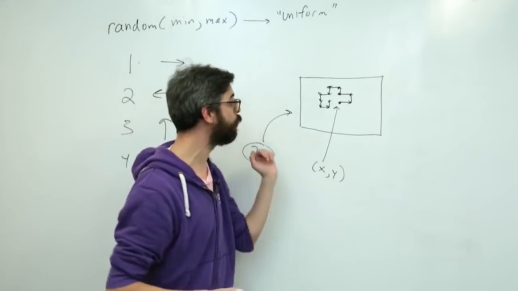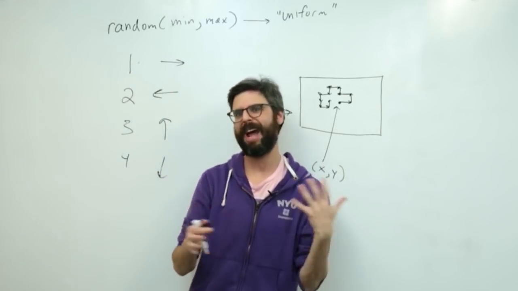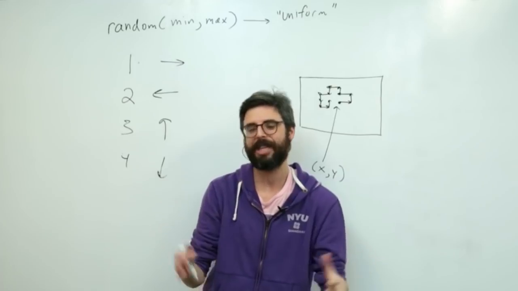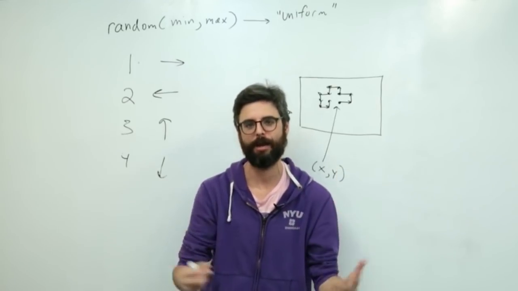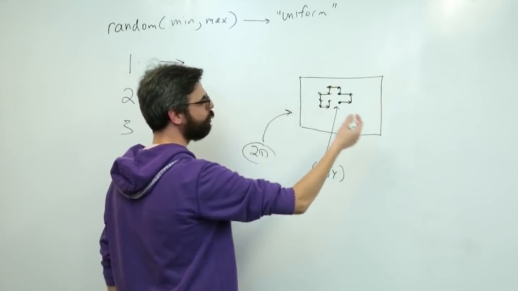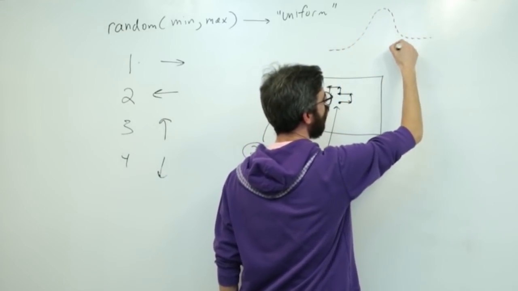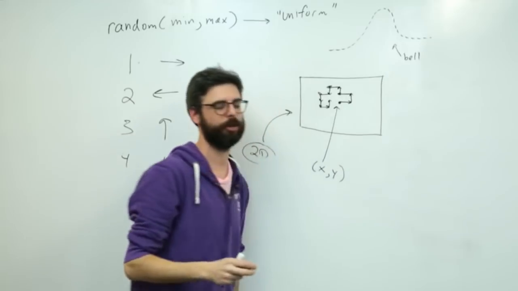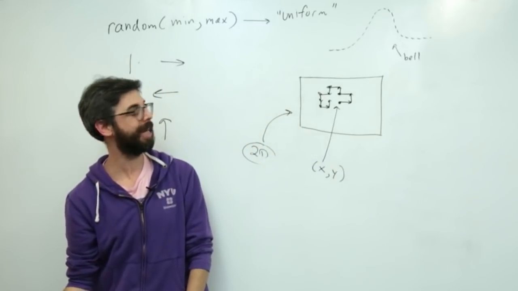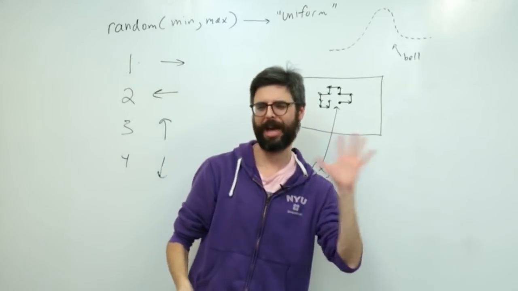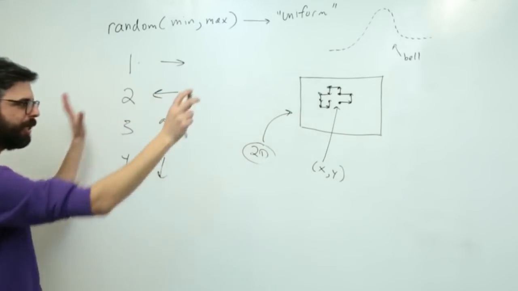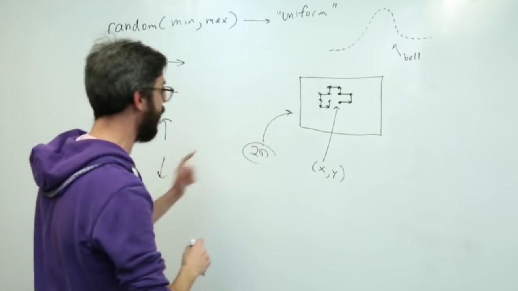Or what if I want to move towards the mouse? I want to have a 50% chance of moving towards the mouse and a 50% chance of picking something else random. Or what if I want to have a distribution of random numbers that follows something called the bell curve, or a normal distribution, or a Gaussian distribution? And I have some videos about that. So I'm going to connect some of these themes in these videos about random walks.